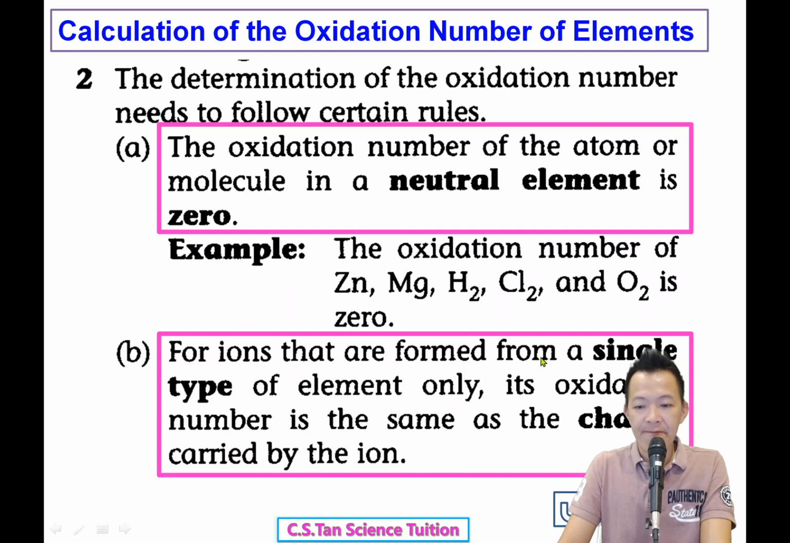For the ion, they are formed from a single type of element only. Okay. The oxidation number is same as the charge carried by the ions. So some of the ions, okay, it just made up of one type of element only. 有些离子它里面只有一种原子形成罢了，对不对？So 这个离子的 charge 就是它的 oxidation number 啦。But 什么意思呢？For the ion, they are formed from a single type of element only. Or this type of ion 这种离子啊，我们叫它 monoatomic ion。一种原子形成的离子也叫 monoatomic ions. Okay, so the oxidation number is same as the charge carried by the ion.